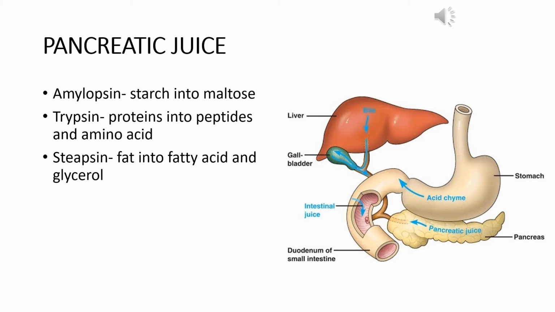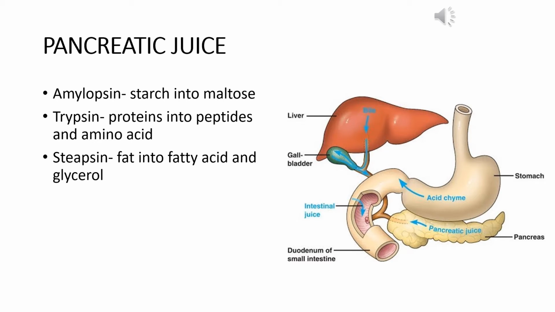First is an enzyme present in pancreatic juice called amylopsin. Amylopsin works on carbohydrate or starch and turns it into maltose. It also has another enzyme called trypsin, which acts on proteins to turn them into peptides and amino acids. Peptides and amino acids are even simpler and smaller fragments than peptones. These peptides and amino acids are going to get absorbed into our blood.